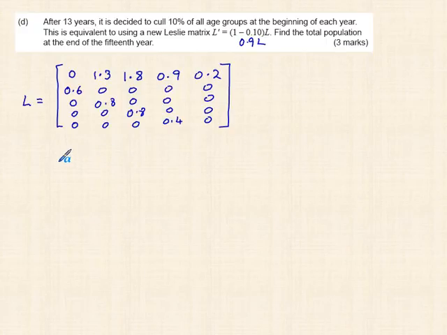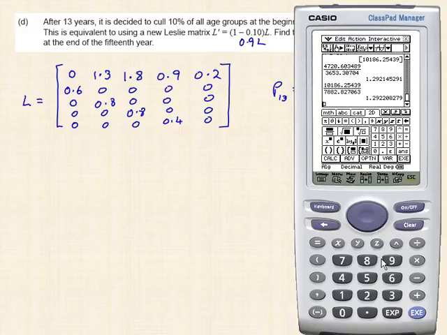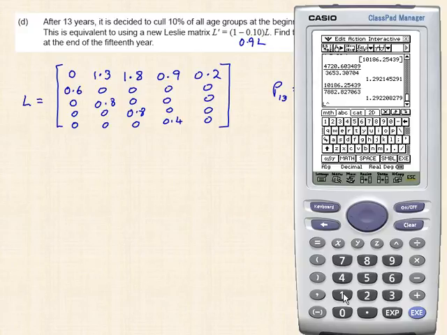But the first thing we need is the population after 13 years. So we can calculate that just by doing L to the power 13 multiplied by the population matrix. Note we don't need the A matrix here because we're after each generation, and that gives us this matrix here.